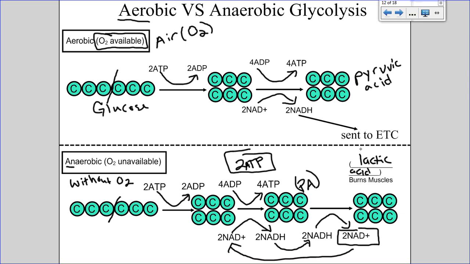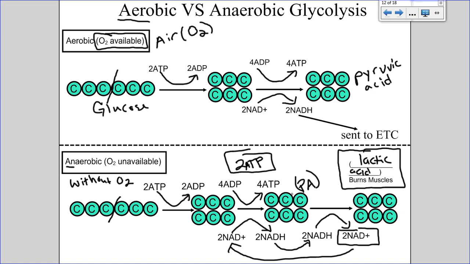So what we do here by creating lactic acid is allow us to recycle the NAD plus, so then we can break down more glucose without oxygen being present. So it's all about whether or not oxygen is present, whether or not you're producing this lactic acid. What ends up happening is lactic acid burns your muscles. If you've ever been sprinting, like 100 or 200 yards, your muscles are going to burn. They actually have a burning sensation. That comes from lactic acid that is being stored in the muscle.